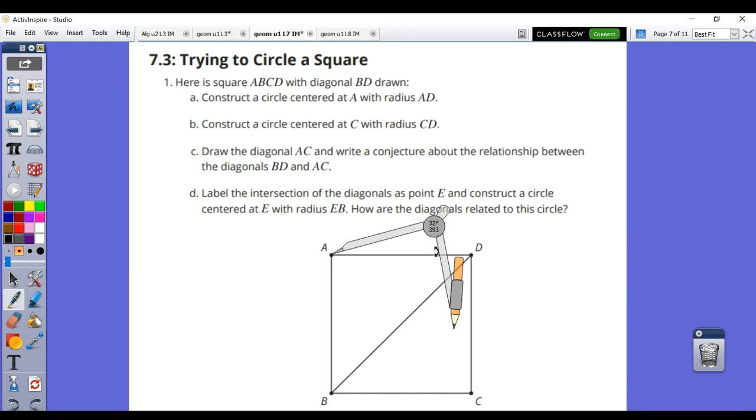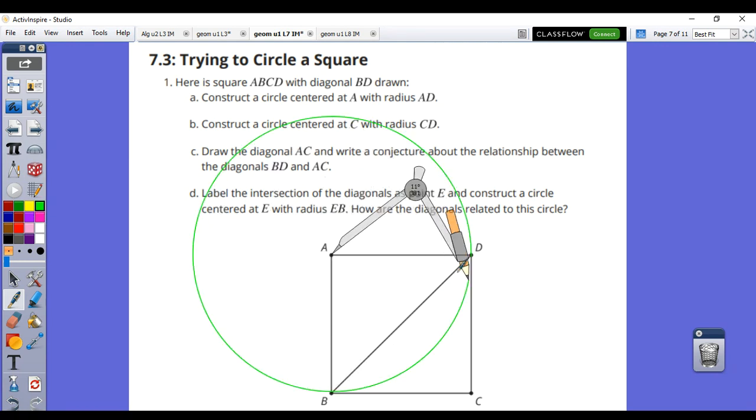Circle centered at A, radius AD. I'm going to go back to smaller and a little lighter, and I'm going to make that circle. That way, I think you can see that. Then I'll make a circle centered at C with a radius CD. And since it's a square, that should already be set where I need it to be.